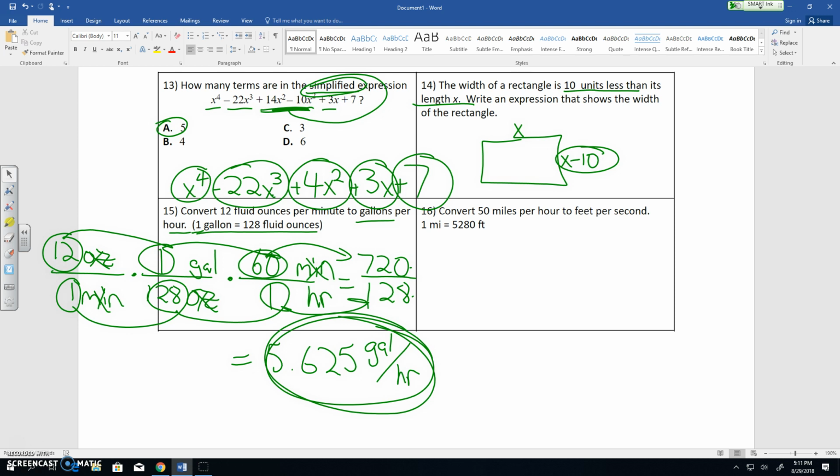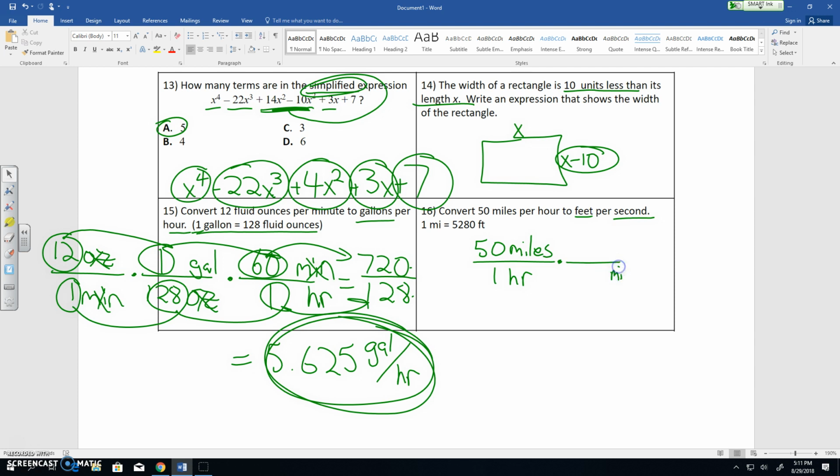Number 16, it says convert 50 miles, and that's per 1 hour. And we're changing this into, it says feet per second. So we got some conversions here to do. So let's start with the miles. Let's get it taken care of.